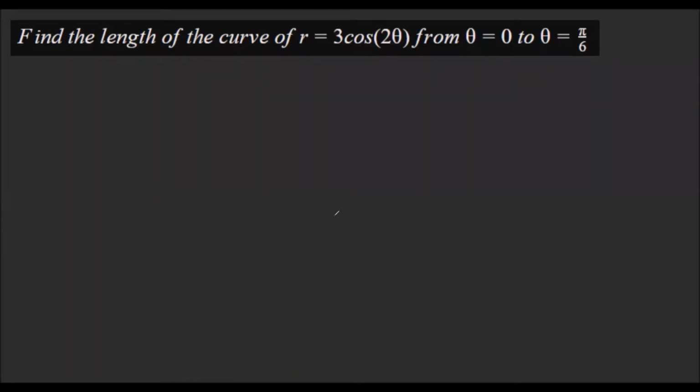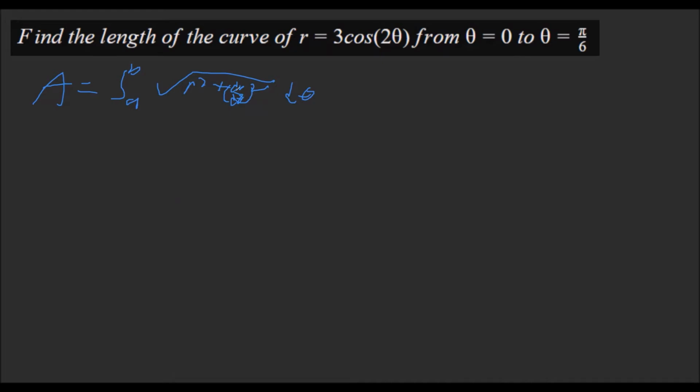Okay, so this is practice problem 1. We're told to find the length of the curve r equals 3 cosine 2 theta from theta equals 0 to theta equals pi over 6. Just to remind you, the equation for arc length, at least in terms of polar curves, is the integral from a to b of the square root of r squared plus (dr/d theta) squared, with respect to theta.